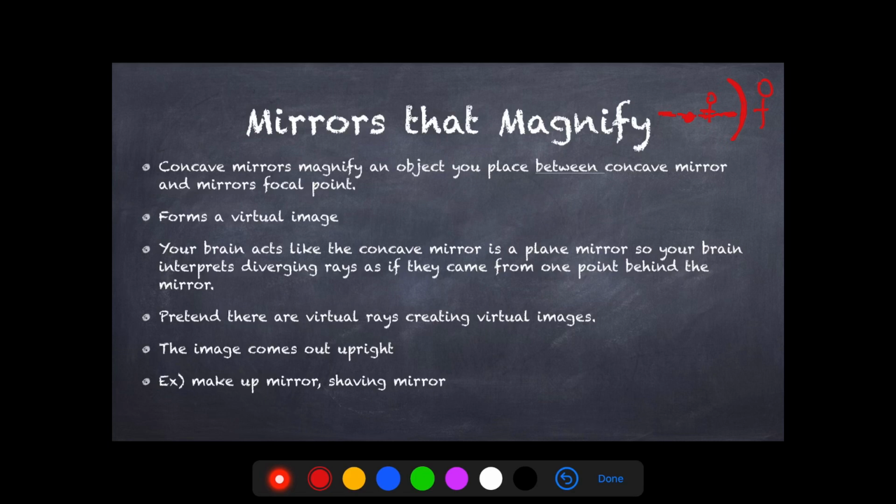And mirrors that we use are like makeup mirrors or shaving mirrors, right? So when you have a makeup mirror, if you look closely, you can see all of your little blemishes. Or if you have a shaving mirror and you look closely, all of those little pores that you have are now magnified, so you can see if you miss a spot or something.